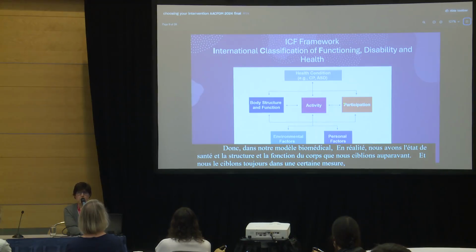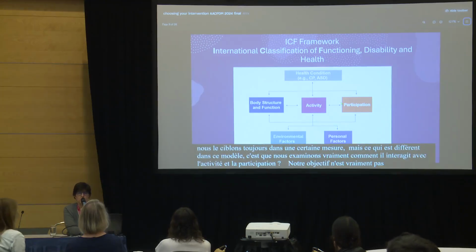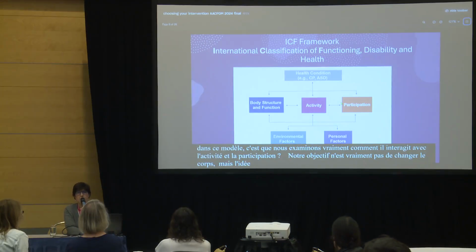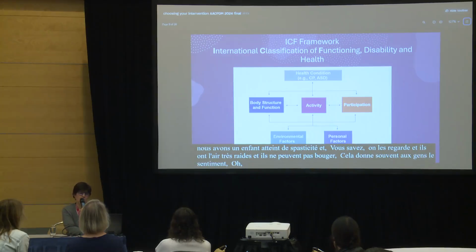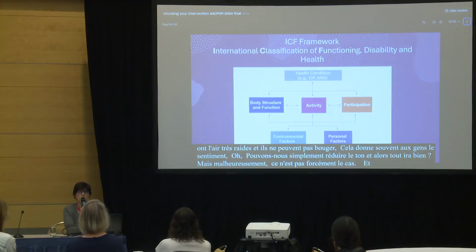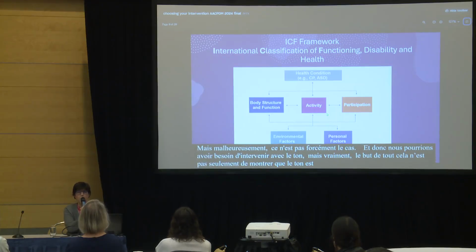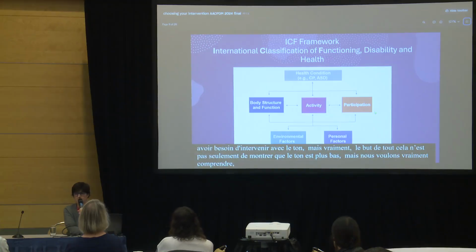Our goal is really to not just change the body with the idea that that's what you have to do. So as an example, if we have a child with spasticity and they look very stiff and they cannot move, it often makes people feel, oh, can we just reduce the tone and then everything will be fine? But unfortunately, that's not necessarily the case. And so we still might need to intervene with the tone, but really the whole goal now is not just to show that the tone is lower, but we want to really understand how it affects, hopefully positively, the activity level and participation.